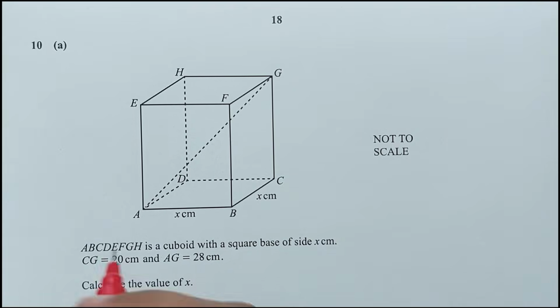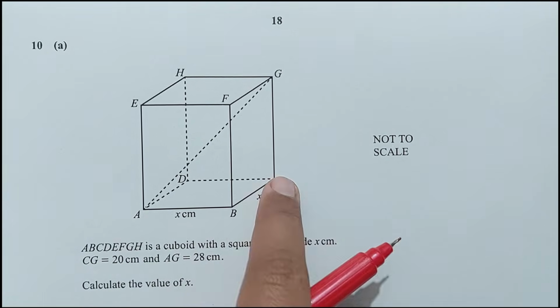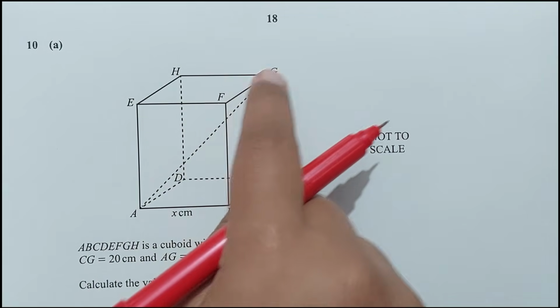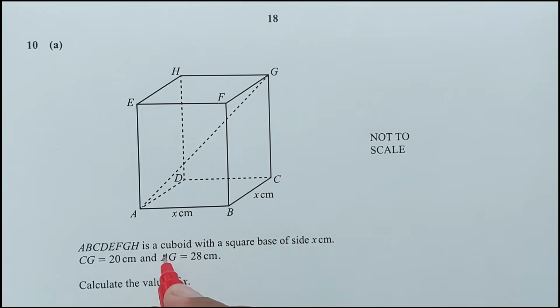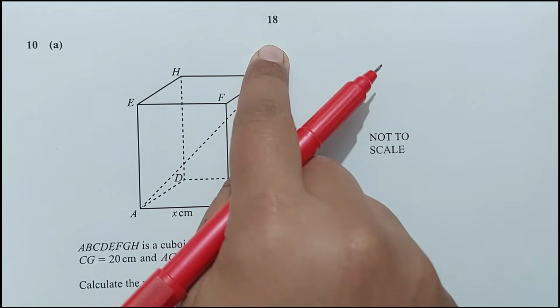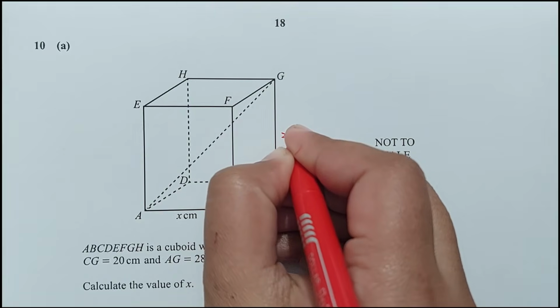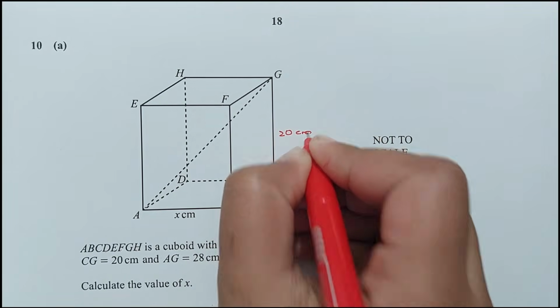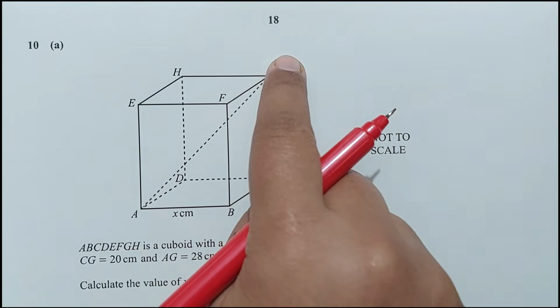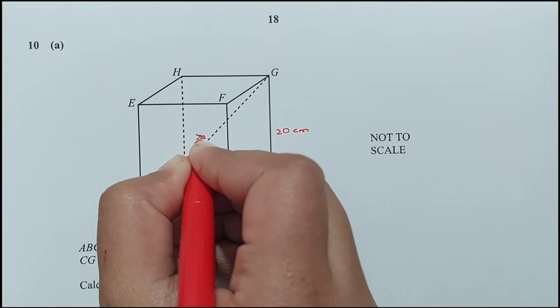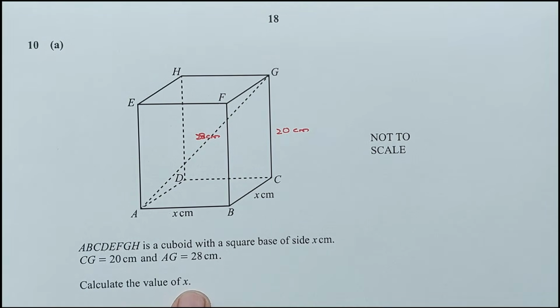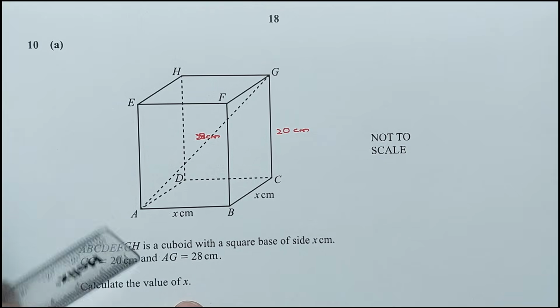Question number 10, part A. A, B, C, D, E, F, G, H. It's a cuboid with a square base of side x centimeters. CG is 20 centimeters, AG is 28 centimeters. Calculate the value of x. We have been given CG and AG.